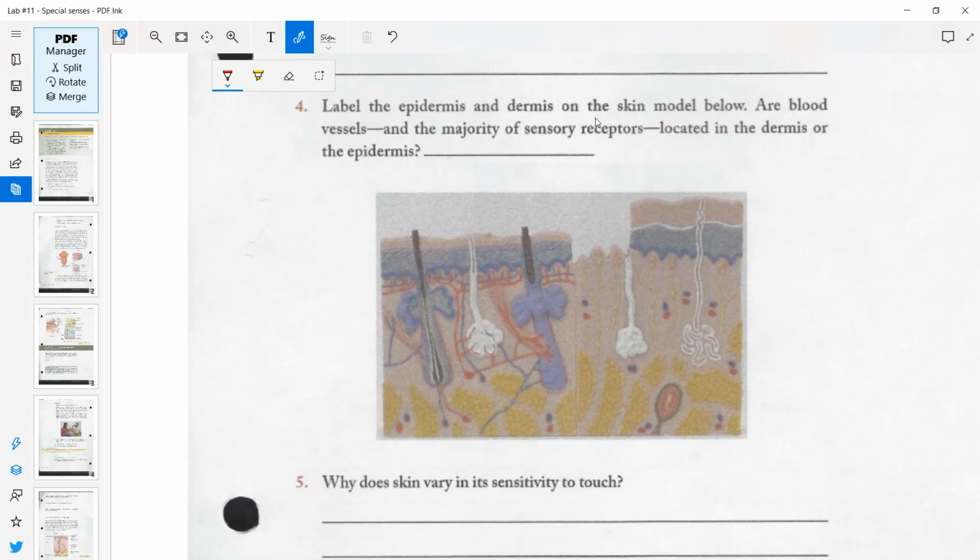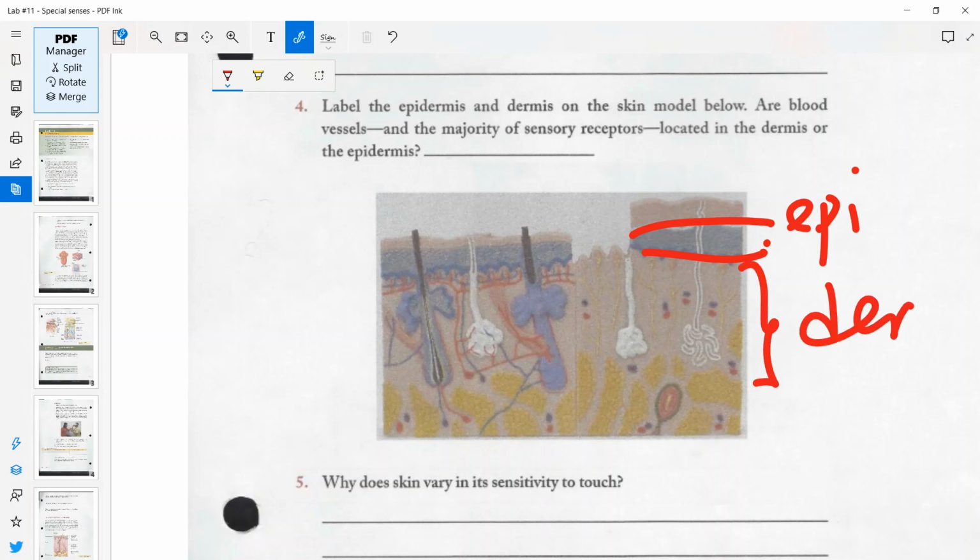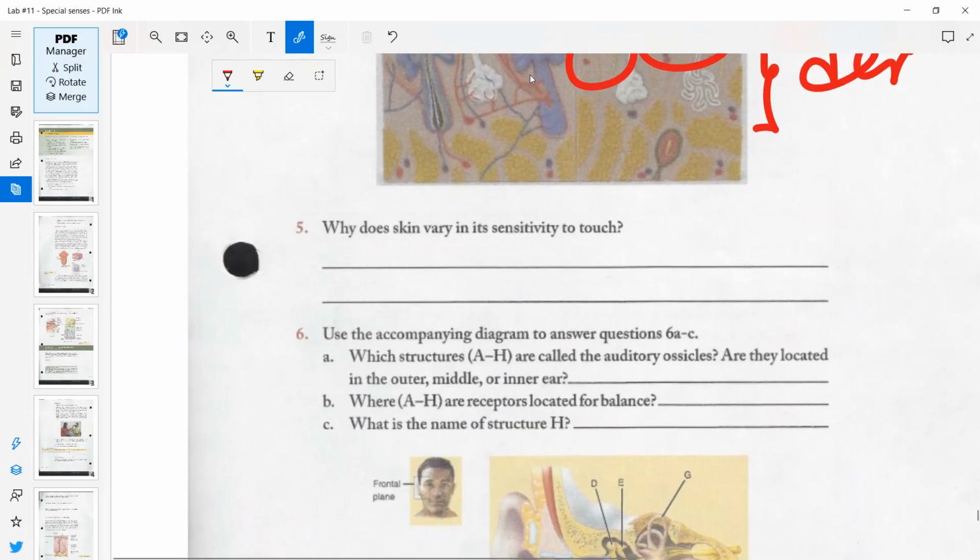So here you can see the skin. This part of the skin is the epidermis. This part is the dermis, with blood vessels and the majority of sensory receptors. You can see these sensory receptors here. They're located in the dermis. Skin varies in its sensitivity to touch because the density of these sensory receptors is different in different parts of the body.